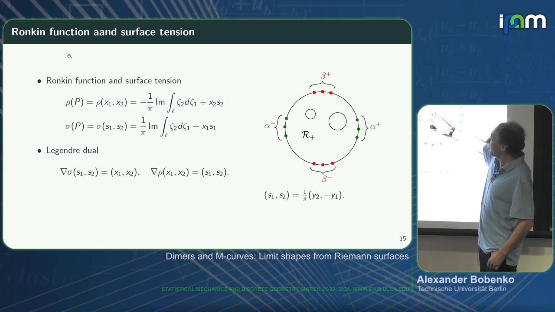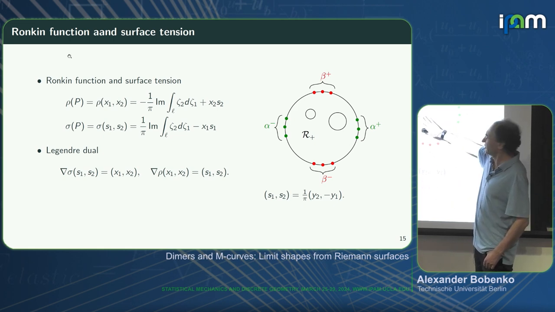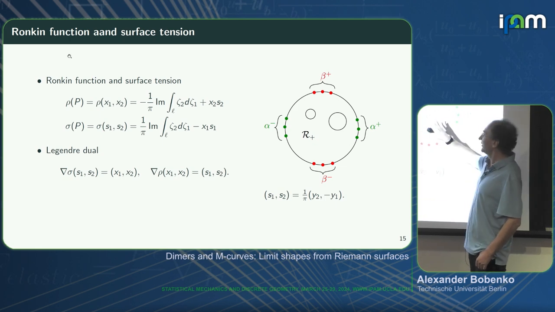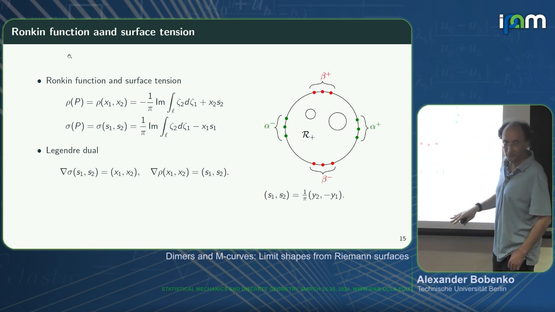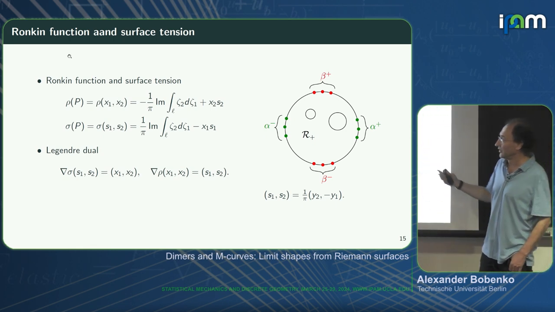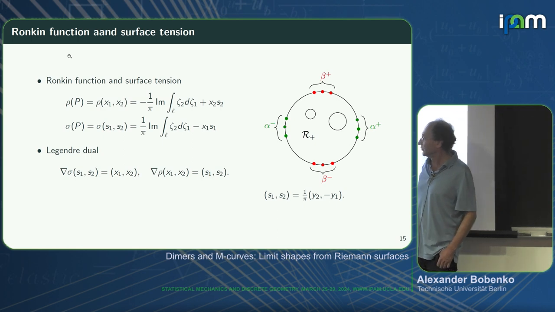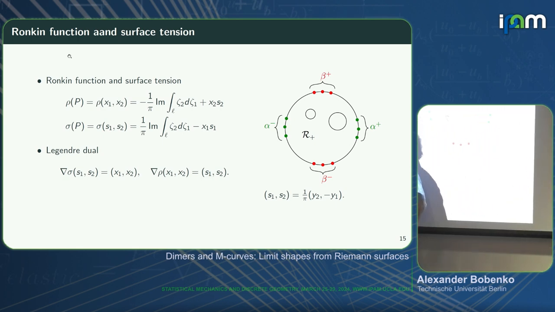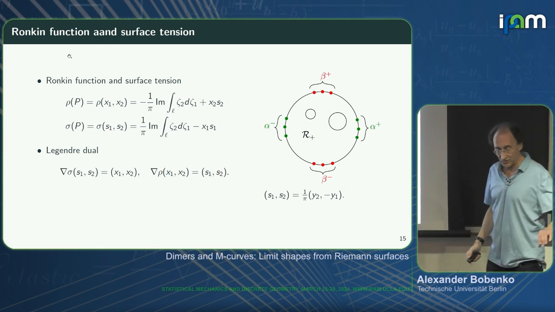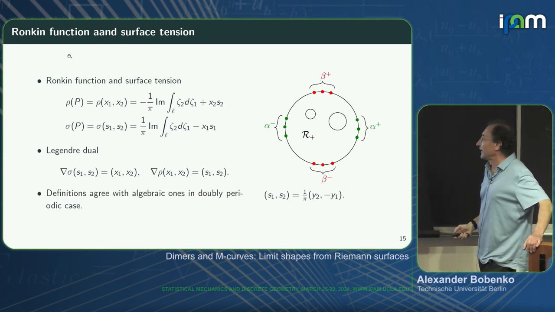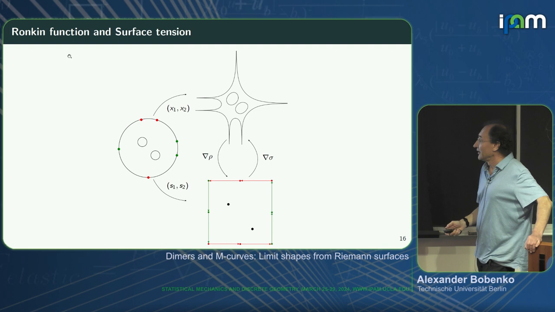So again, we have functions on P, on the Riemann surface, both of them. But we have seen that this R plus is diffeomorphic to the Newton polygon. And therefore, you simply change the coordinates when you write this rho in terms of x's and sigma in terms of s's. Okay? So the definitions agree with the algebraic ones in the doubly periodic case.